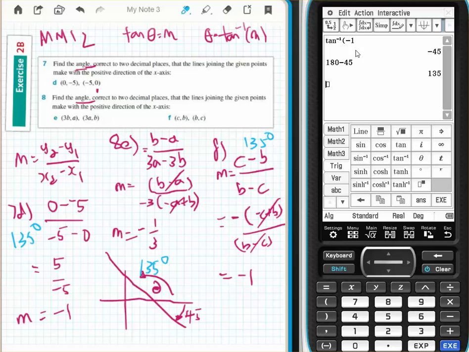And for 8E, I'm looking for negative 1/3. That gives me an angle which is 18.43 to 2 decimal places. So 180 minus 18.43 gives me an answer of, to 2 decimal places, 161.57. And that's how you do it.